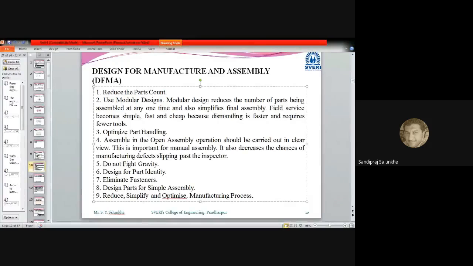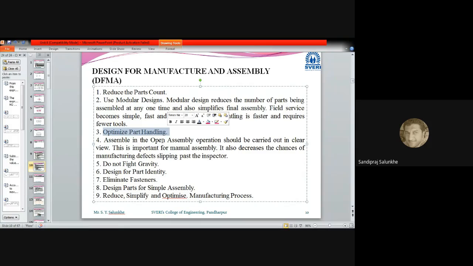Then optimize part handling. Many parts should not be there. We have to take a screw, a nut, a panel, all these things. It will require handling of so many parts. So we have to design a component in such a way that there is optimum handling of that component.